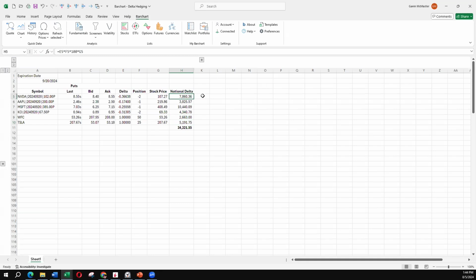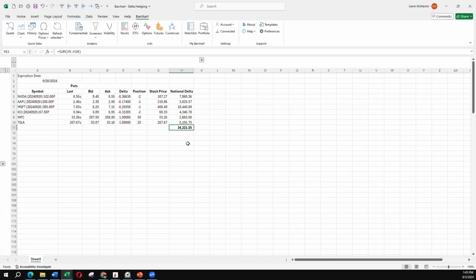Now, one thing that people get confused on, this figure here, our notional delta for the option position, is not our maximum loss. It's just our current notional exposure, and it's going to change up and down, but it's not our maximum loss. So we do that for all our stocks, and we come up with an overall notional delta of 34,321. So that's our rough delta for this particular portfolio.